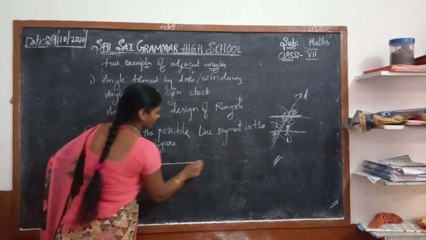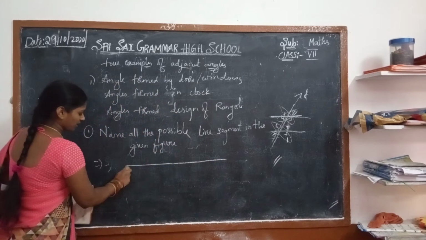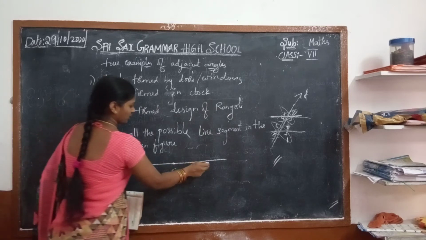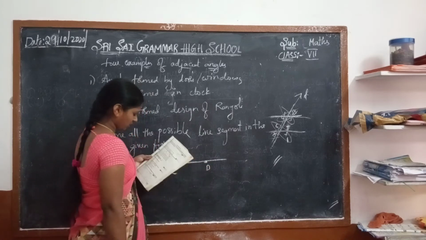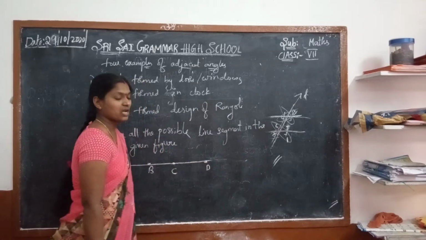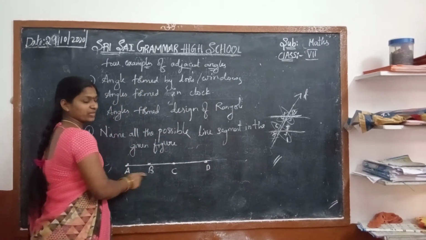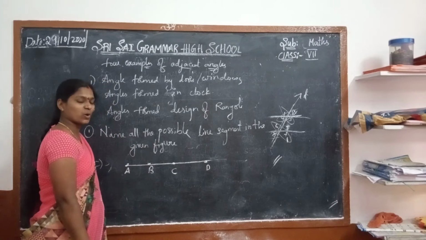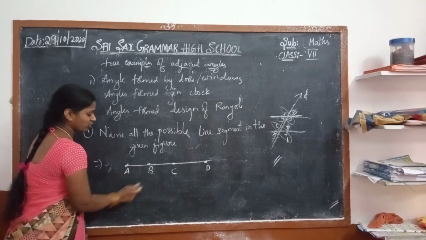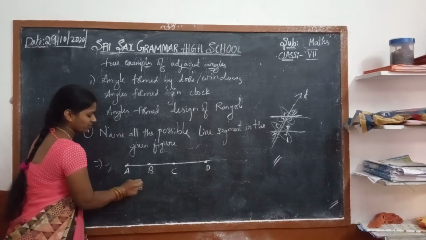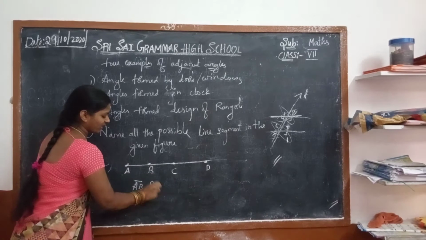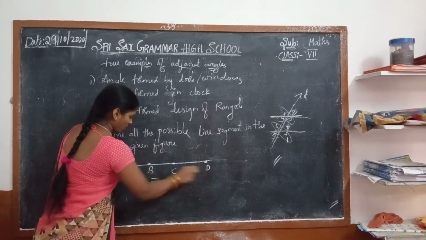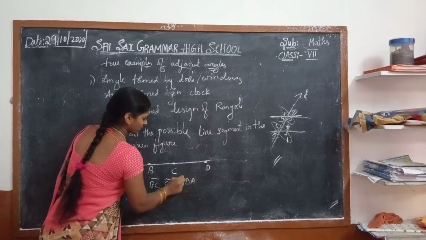What is the figure they have given? A, B, C, D. From the given points A, B, C, D, how many line segments can be shown? From A to B, one line segment. From B to C, one line segment. C to D, one line segment. D to A, one line segment.